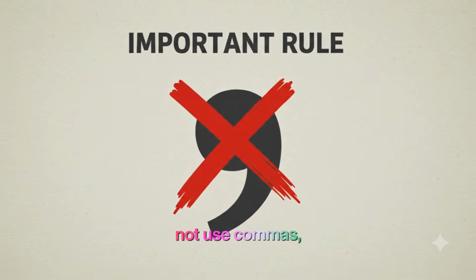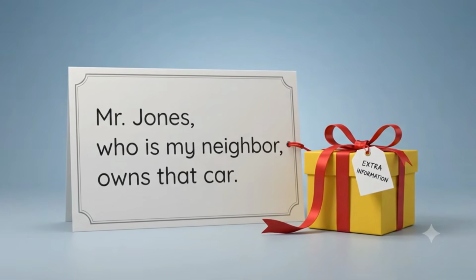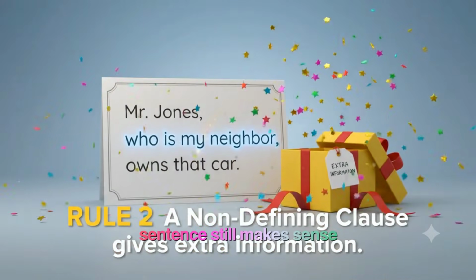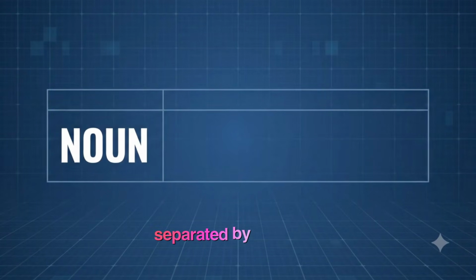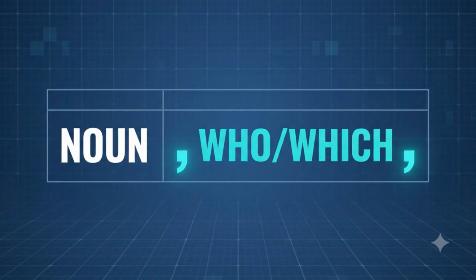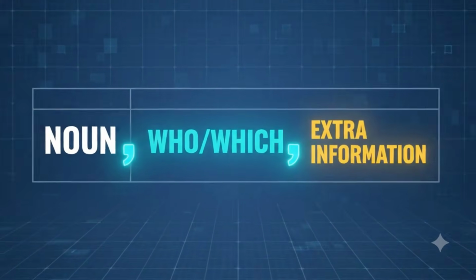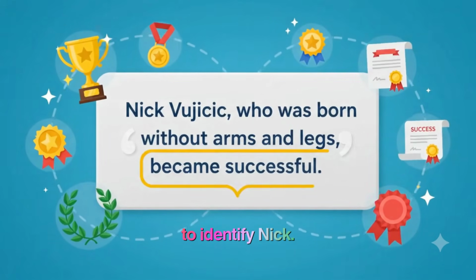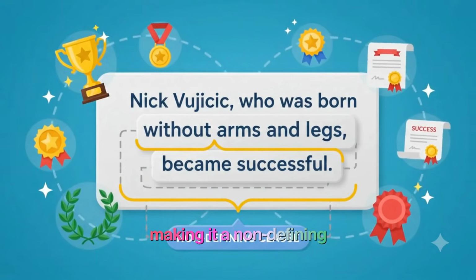Defining clauses do not use commas, because the information is essential. The sentence still makes sense without this clause. Non-defining clauses are separated by commas. This information is interesting but not necessary to identify Nick. The commas show that the clause provides extra information, making it a non-defining clause.